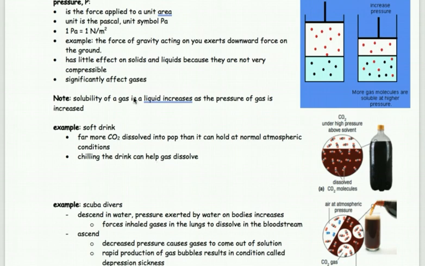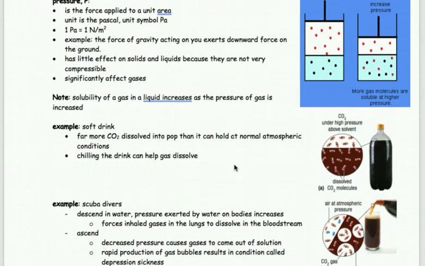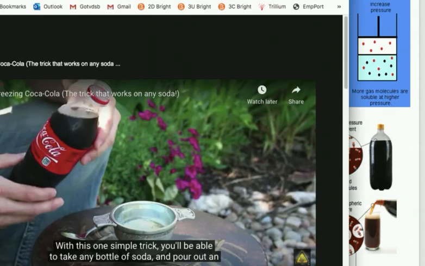Okay, so since we're talking about pop, I just wanted to show you a video that connects our solubility here with what we're doing today with pressure and temperature, and then also connects with the intermolecular forces. It's another video within a video, so here we go.